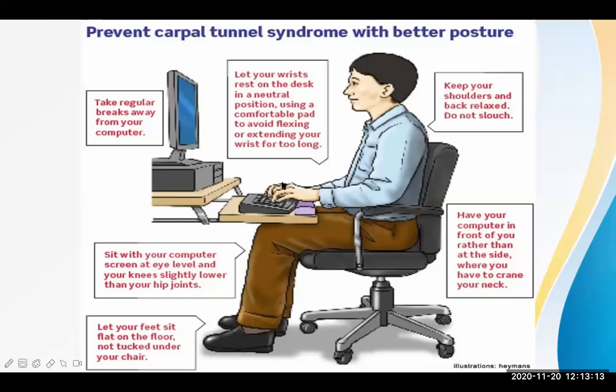And the most important for me is this one. Let the wrist rest on the desk in a neutral position using a comfortable pad to avoid flexing or extending your wrist for too long. This is the most important step among all. All those abnormal postures cause the wrist to get more friction from the edge of the table. So if we do this, then the chance of carpal tunnel syndrome would be less in clinical practice.